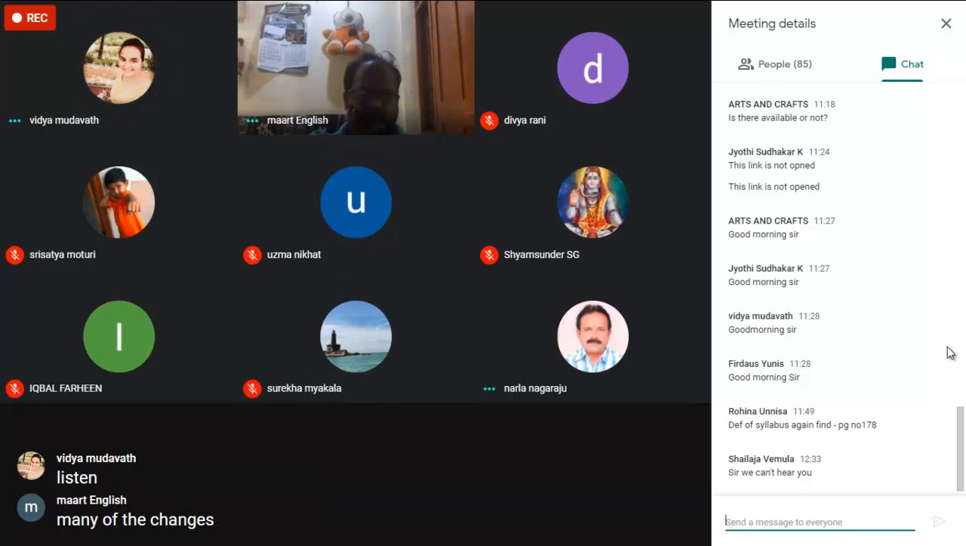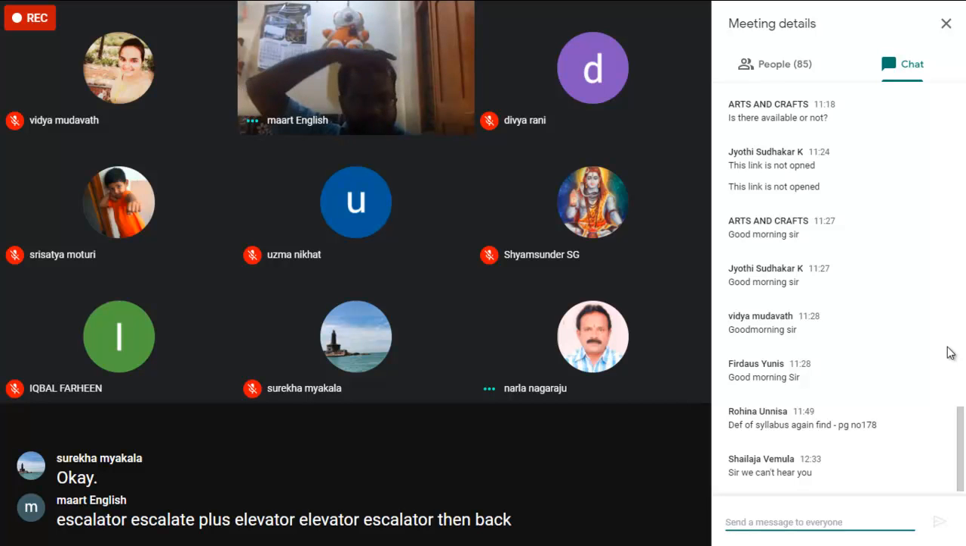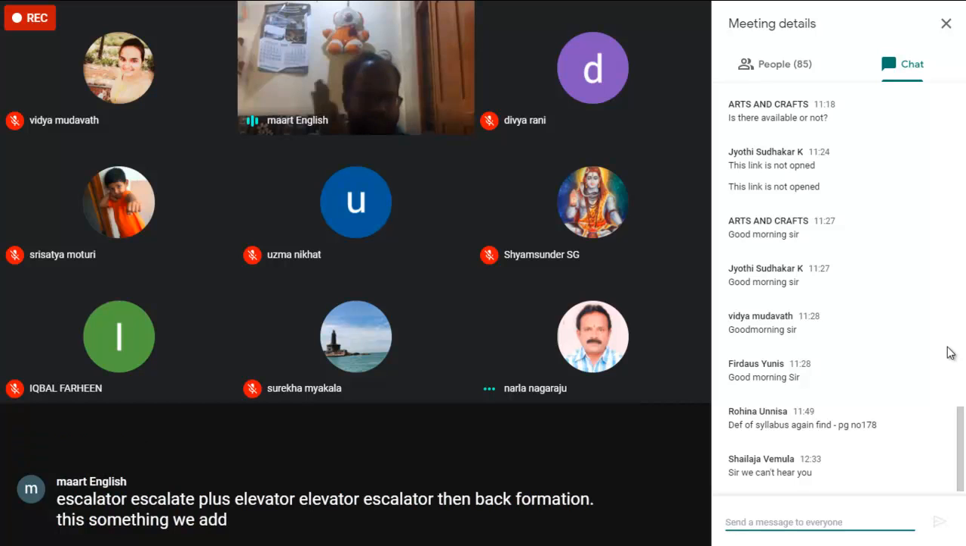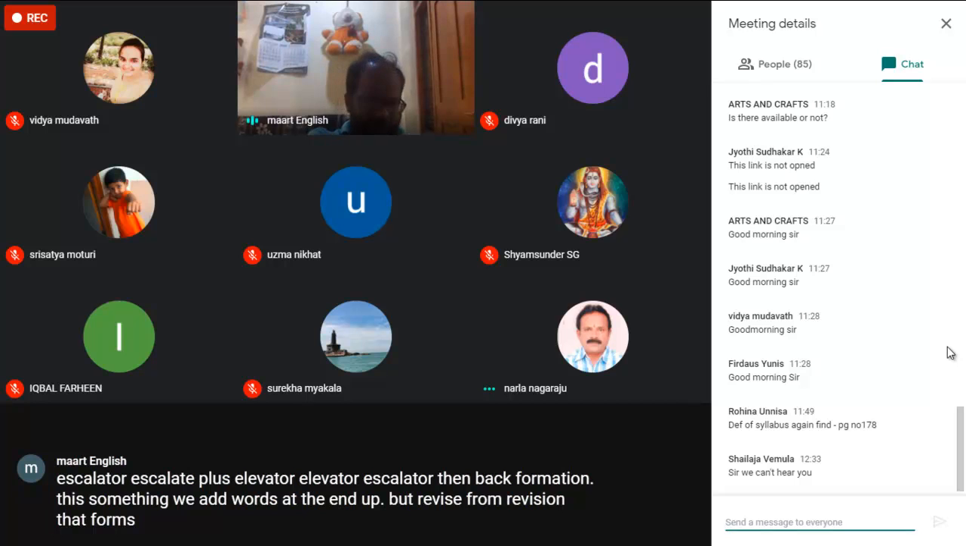Escalator: escalate plus elevator. Escalator is a back formation. Sometimes we add words at the end. Hop from hawker, revise from revision. Back formation of the words.